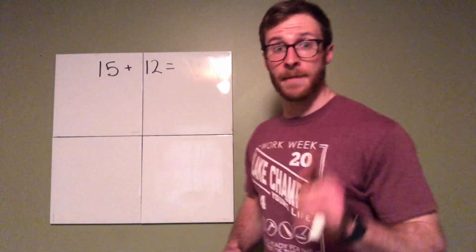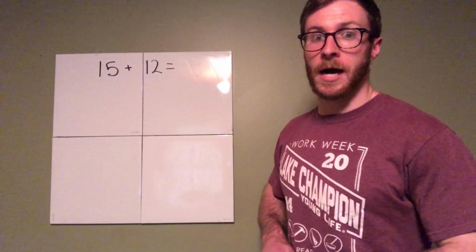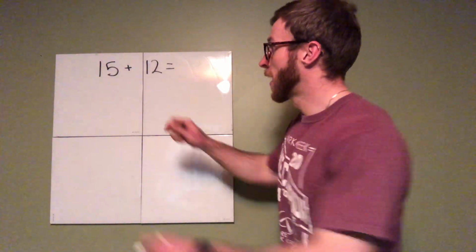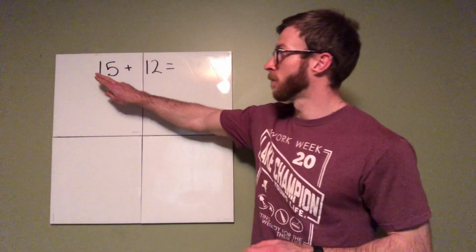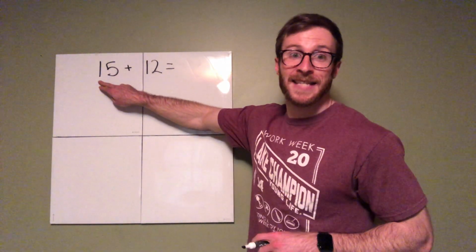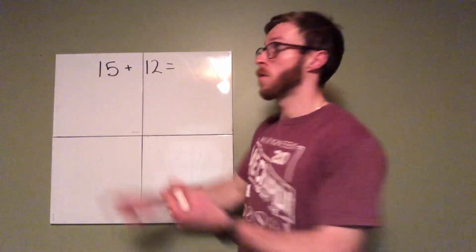Alright, if you need more time, pause that video, hit play when you're ready. I'm going to show you how I would draw it out. Okay, so if I'm looking at 15, what digit am I going to start with? The tens digit, or the digit in the tens place. How many tens do I have? 1. So I'm going to draw 1 ten.